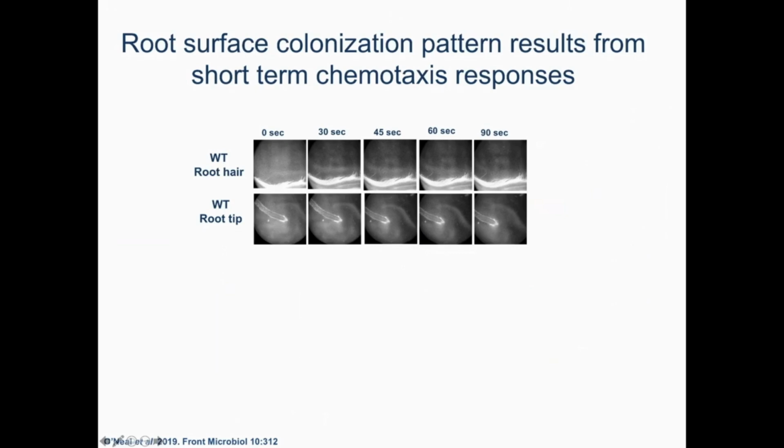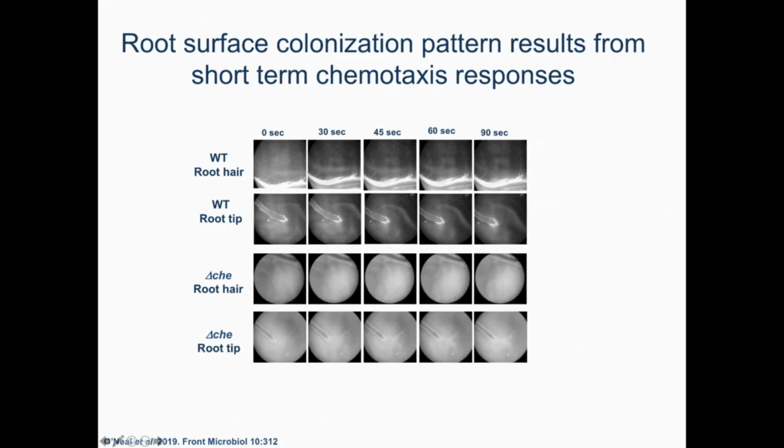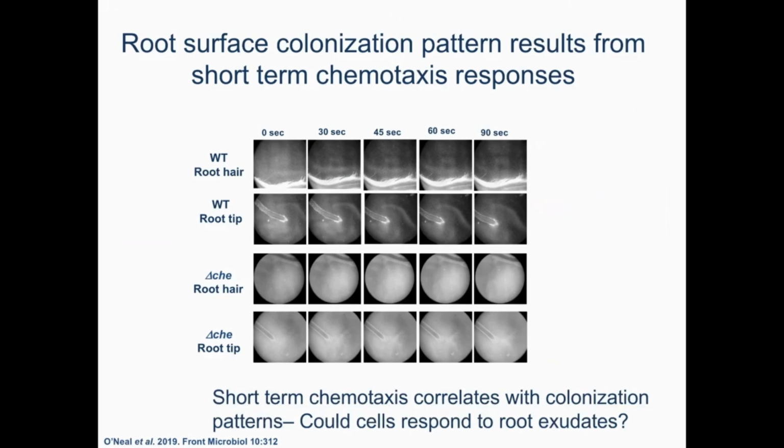On the root tip, the wild type behaves differently. We can see there's a band forming at some distance from the root tip, and it always stays away from the root tip, and the band even becomes thicker. We know it's dependent on chemotaxis, because if we do the exact same experiment with a non-chemotactic mutant, we do not see any formation of any band. Therefore, this short-term chemotaxis assay seems to indicate that indeed chemotaxis is important for recognizing different regions of the roots.